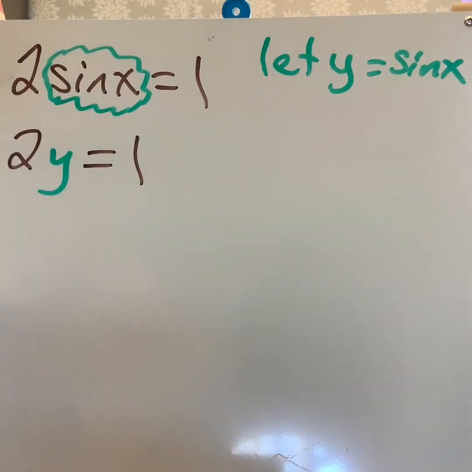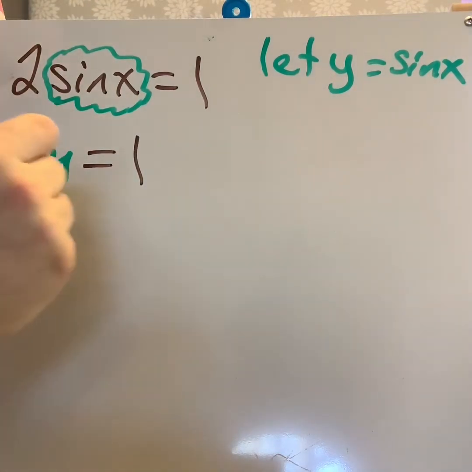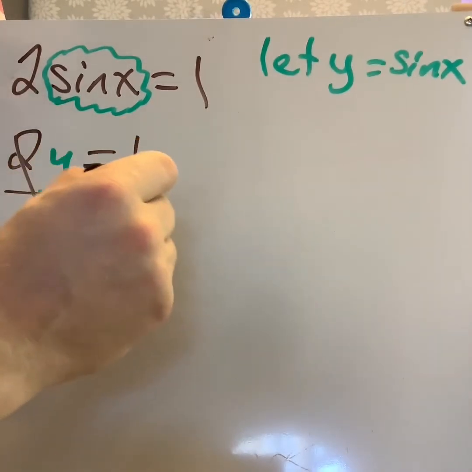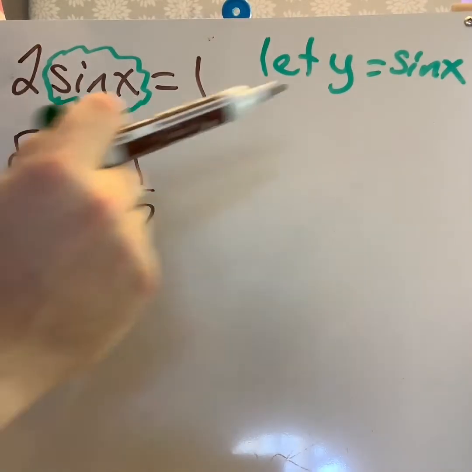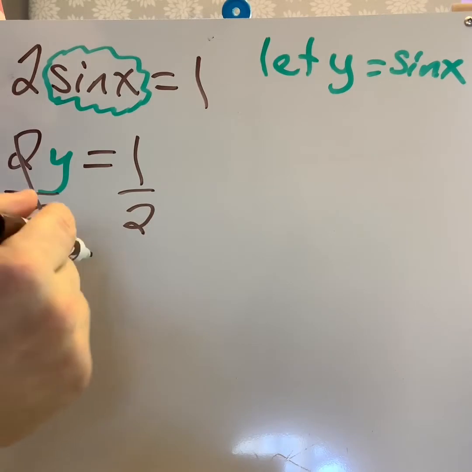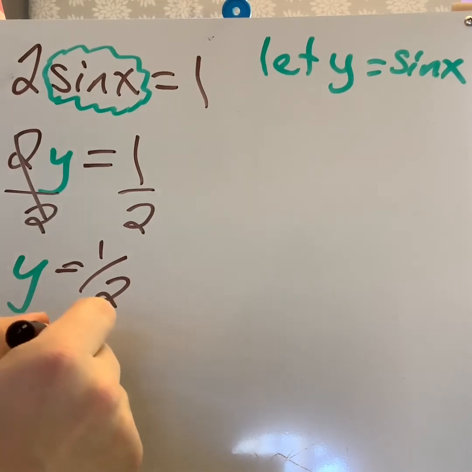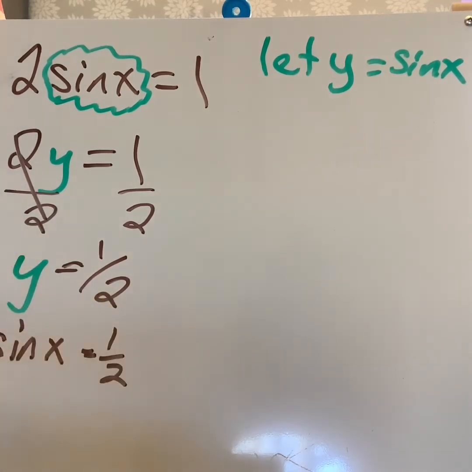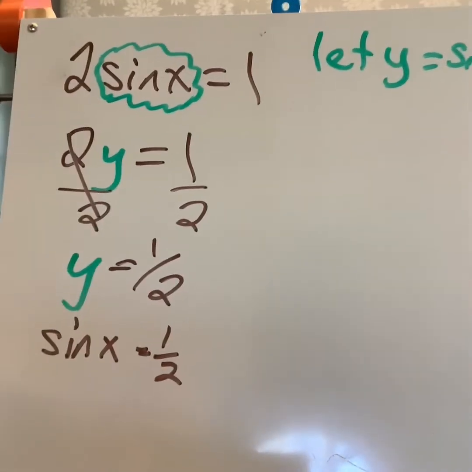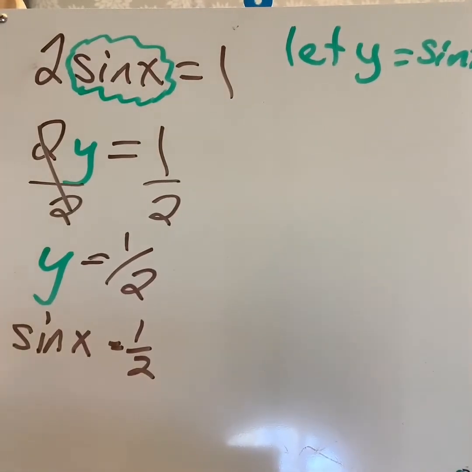Okay, and then how do we solve for y? We just divide by 2, and we get that y is equal to 1/2. Well, we just said that y is the sine of x. So since y is 1/2, we know that the sine of x is equal to 1/2. There we go.